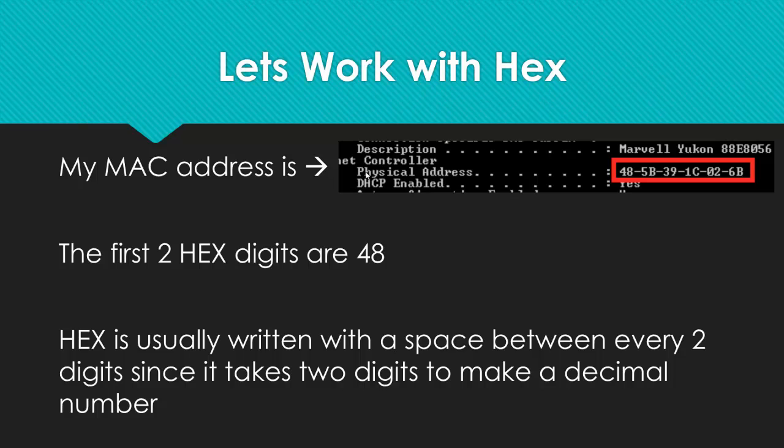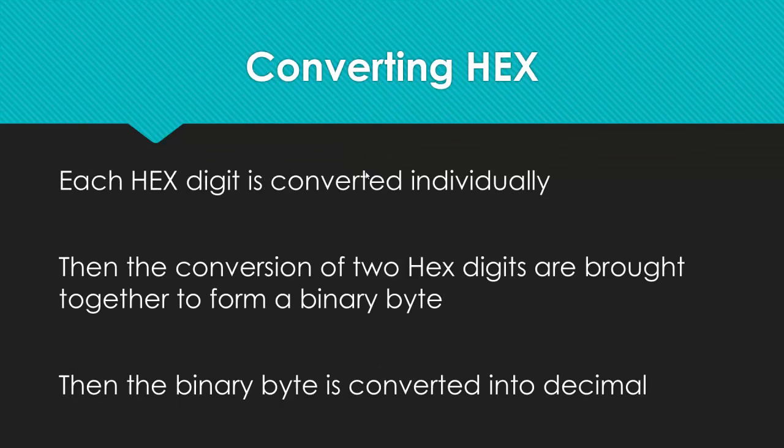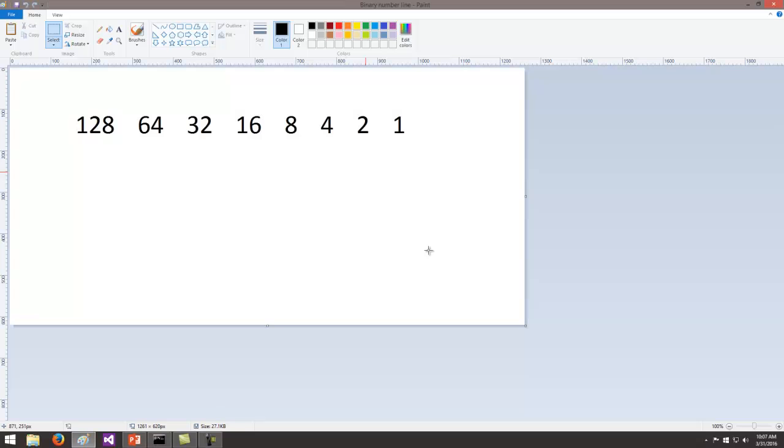So hex is usually written like this with a space between every 2 digits, since it takes 2 digits to make a decimal number. In order to convert hex into decimal, you have to convert hex into binary, and then from binary you go into decimal. So that's why we had the binary video first. Alright, so we're going to start with 48. So remember, each hex digit is converted individually. Then the conversion of the two hex digits are brought together to form a byte, and then the byte is converted into decimal. So let's work this live and I'll show you what I'm talking about.